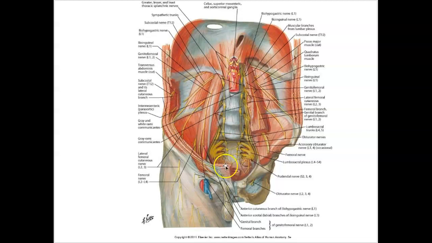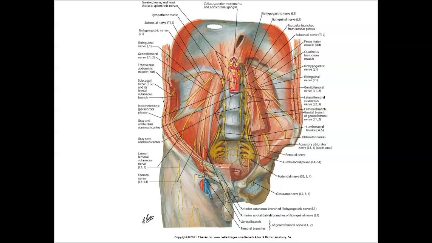The gray rami, you can see, the aorta has been cut here, but the gray rami from the sympathetic trunk also are going to the aortic plexus, kind of in front of the aorta here. Okay, some of the nerves that you'll be able to see.